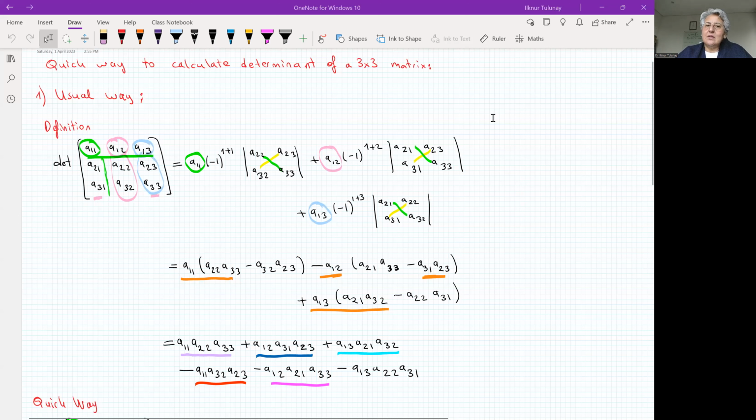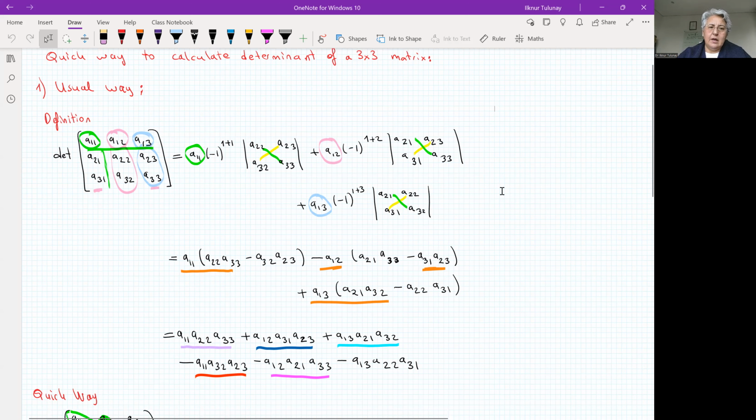Hello everybody, in this video I will explain how we can calculate the determinant of 3 by 3 matrices in a quicker way. First I would like to solve it by using the usual definition, and then I will show you a quicker way to calculate it, and I will show you that both of them are equivalent. Okay, this is a 3 by 3.